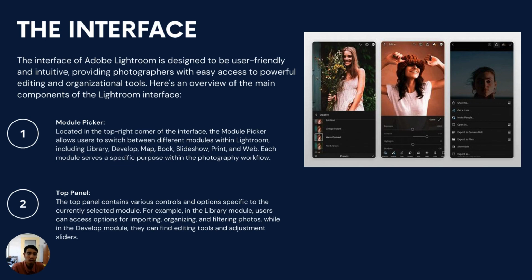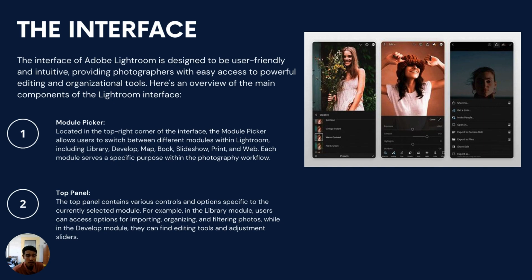The interface of Adobe Lightroom is designed to be user-friendly and intuitive, providing photographers with easy access to powerful editing and organizational tools. An overview of the main components of the Lightroom interface. First, module picker. Located in the top right corner of the interface, the module picker allows users to switch between different modules within Lightroom, including library, develop, map, book, slideshow, print, and web. Each module serves a specific purpose within the photography workflow.